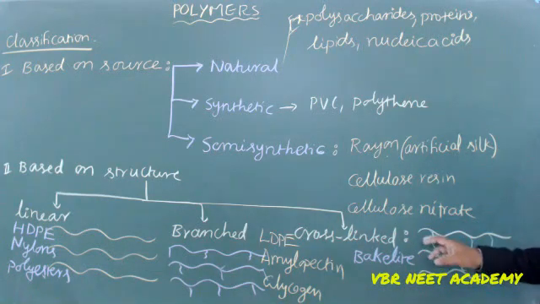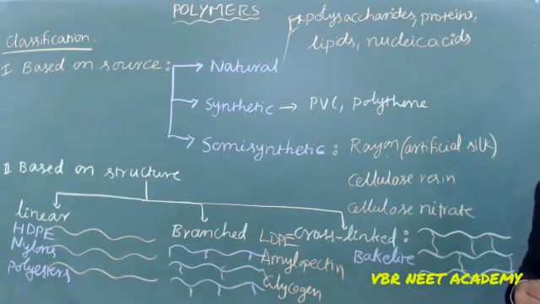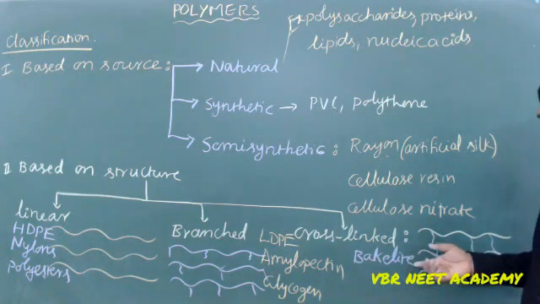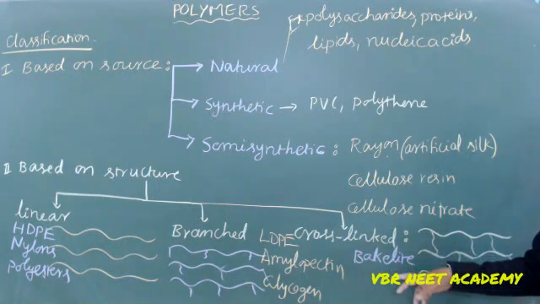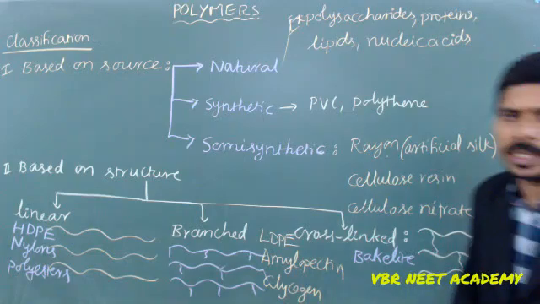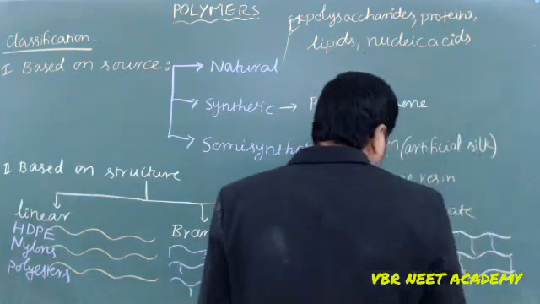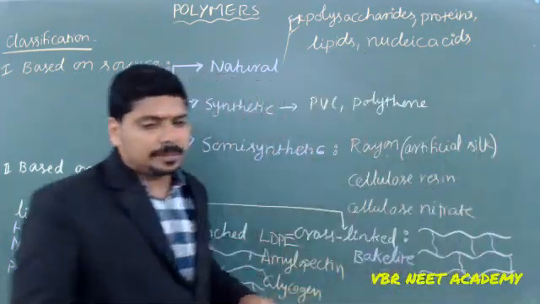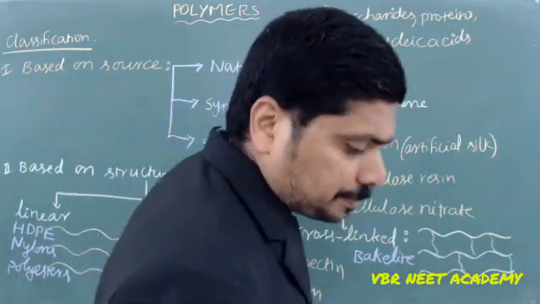So they also have huge strength. Once they get the cross-linking, they become so rigid. So they resist many things. Bakelite and melamine formaldehyde resin, the unbreakable crockery is made from these only. So that is the best example we have of the cross-linking polymer.